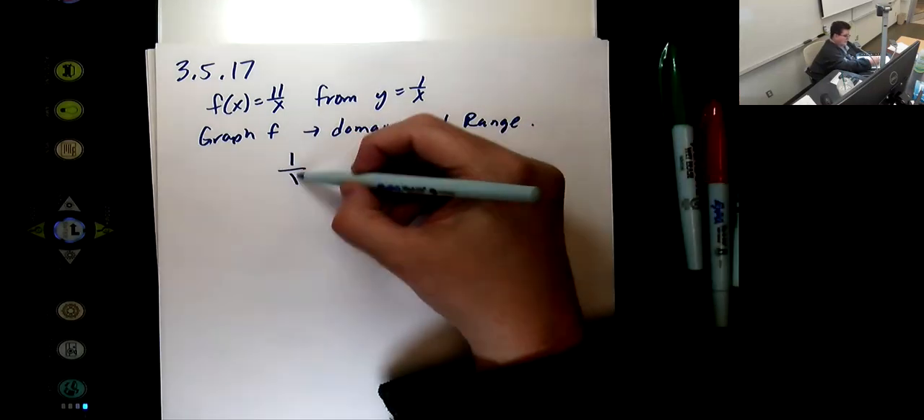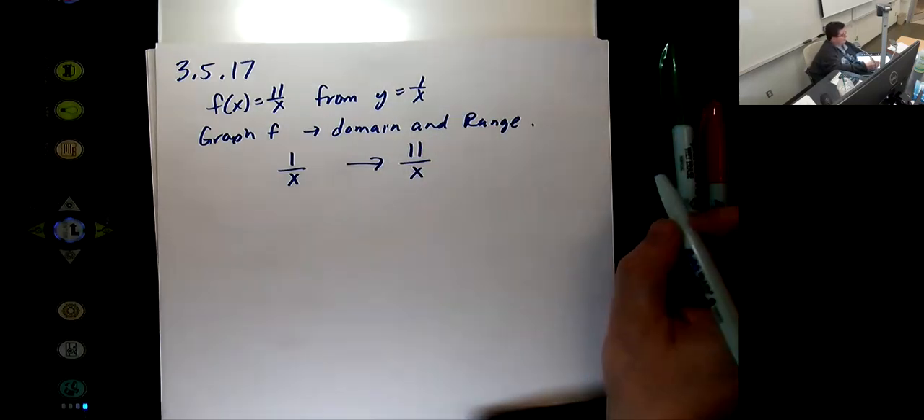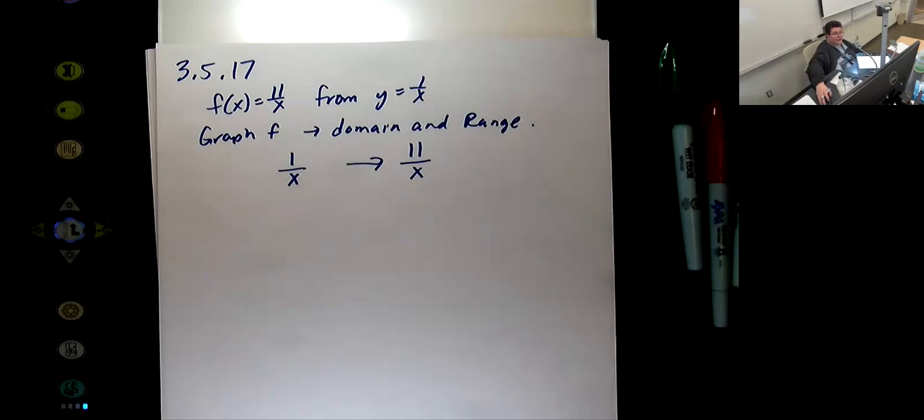So if I have 1 over x and I want to turn it into 11 over x, how could I do that? And it gives us a couple options. It says shrink or stretch. That's a terrible way to put those words. This might help.